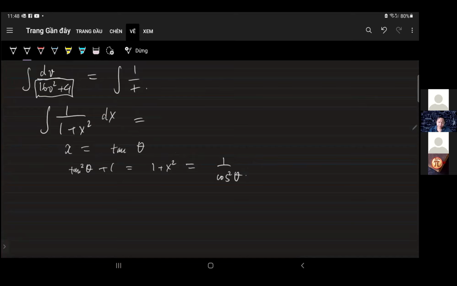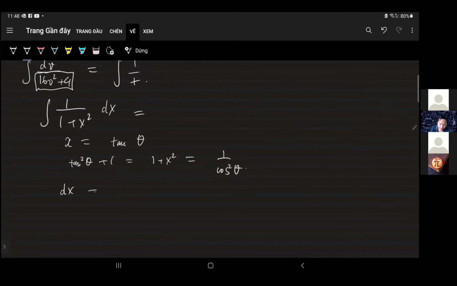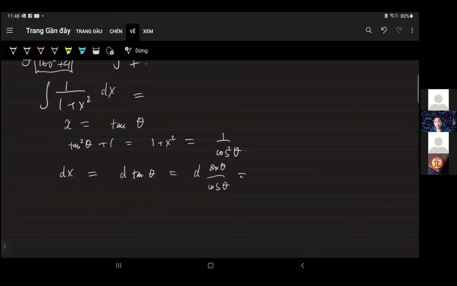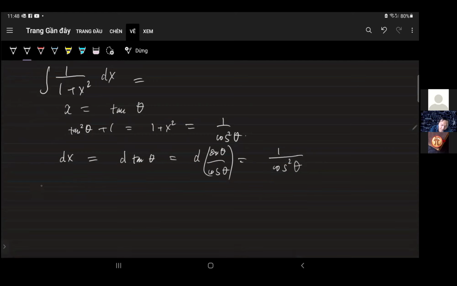Now we have to make sure to convert everything from x to theta. That means you have to compute dx. Tangent of theta is sine of theta over cosine of theta. So now just use the quotient rule. You can use the quotient rule, or you can use the product rule, in which case you have to make sure cosine is to the power of -1. You compute that, and you get 1 over cosine squared of theta. So what do we have here?